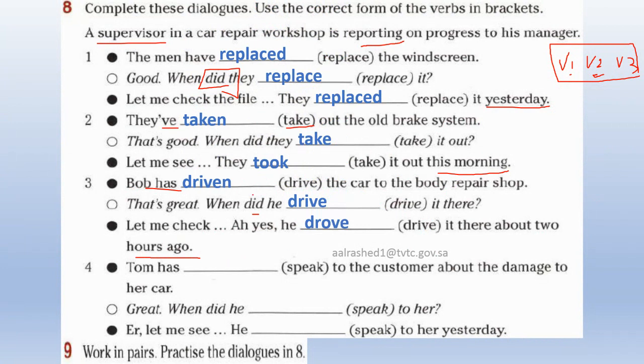4. Tom has speak to the customer about the damage to her car. So I don't have the time. This happened in the past, but I don't know when. As a result, I need the past participle form of speak. This is irregular. It means I should not put ed. Should change it based on the list. So we have speak as the base form, spoke as the past form, and finally spoken as its past participle.